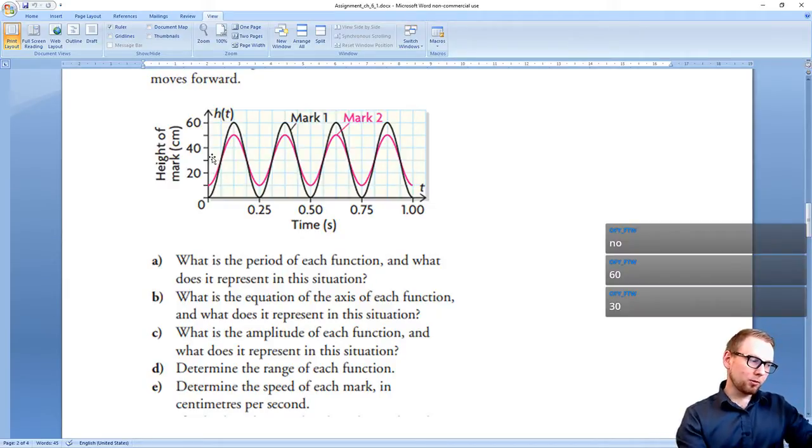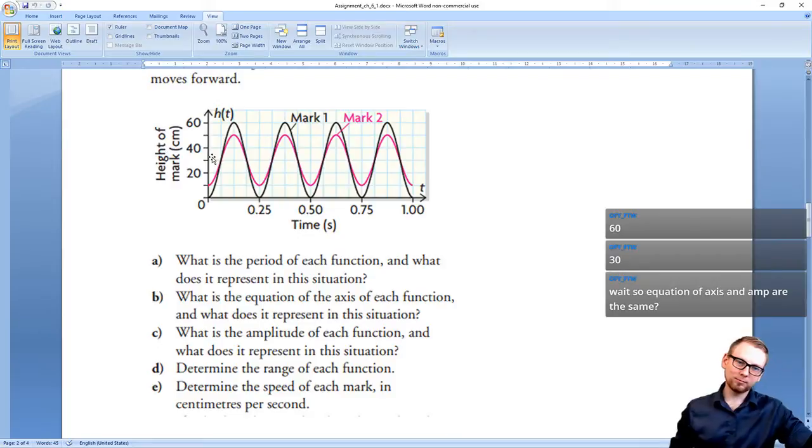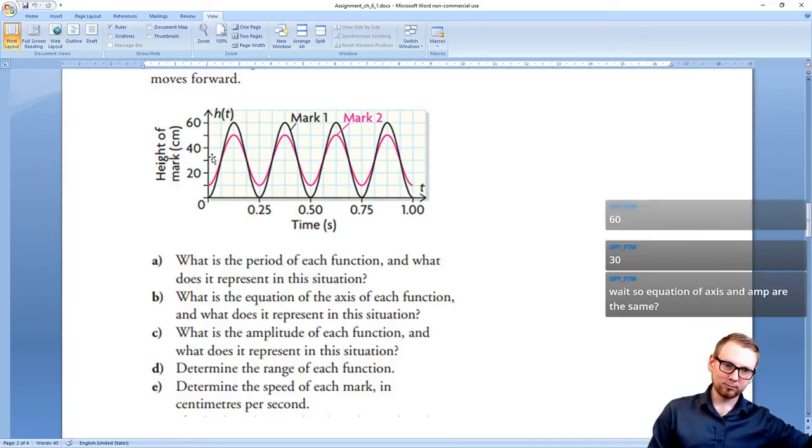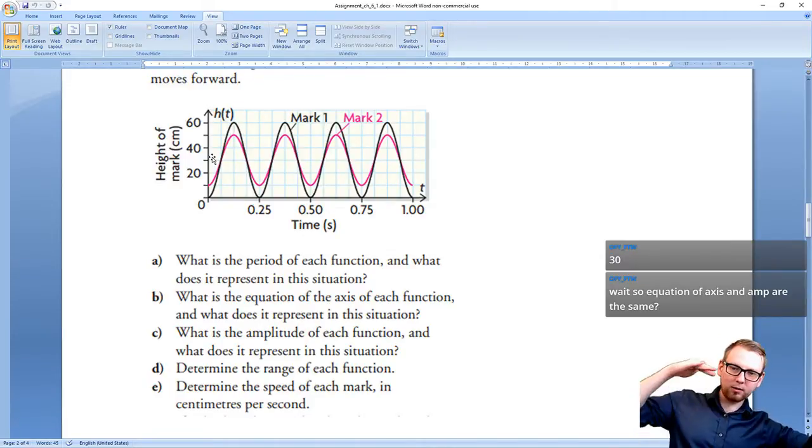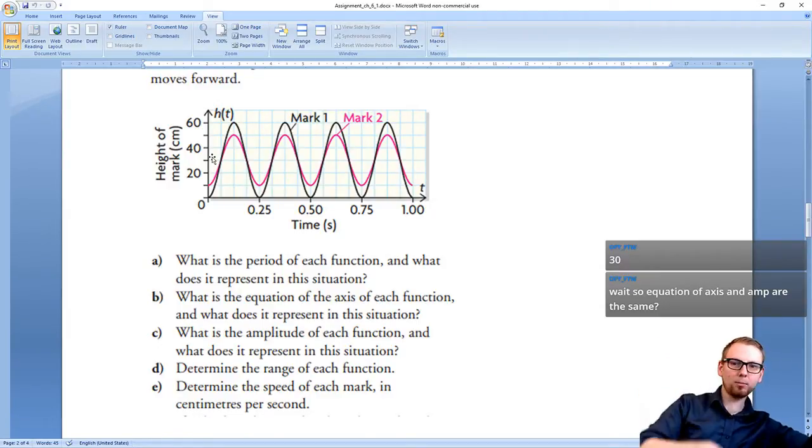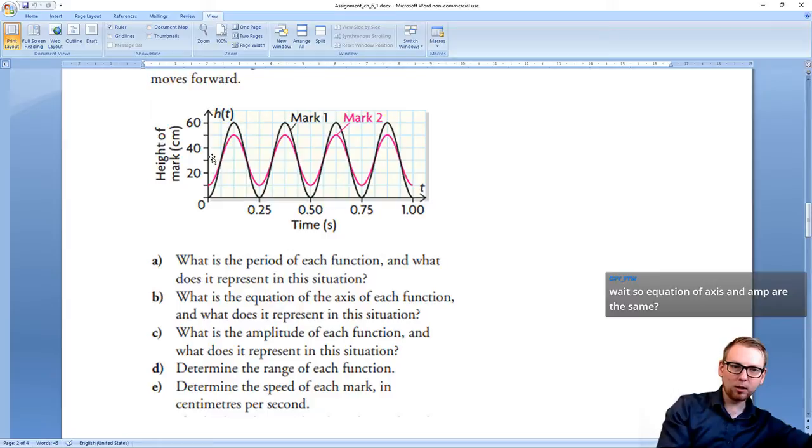What's the amplitude of the red mark? So the amplitude is the range that it goes. Okay? The amplitude goes up and down and up and down and up and down. Equation of the axis is the center line between the two.